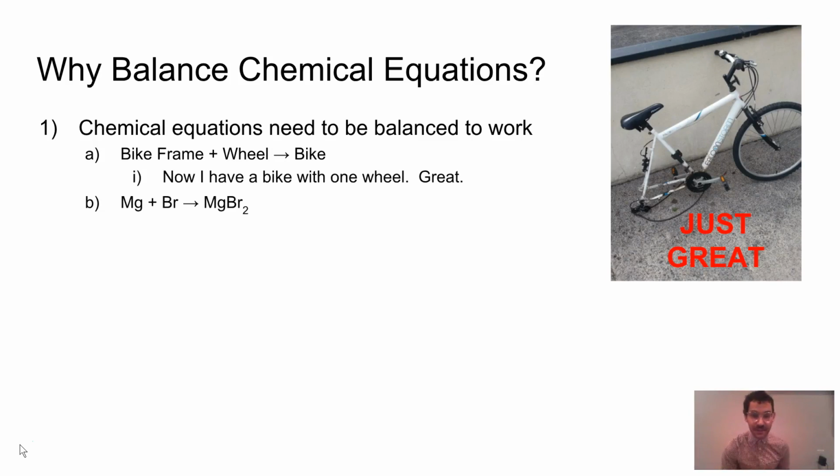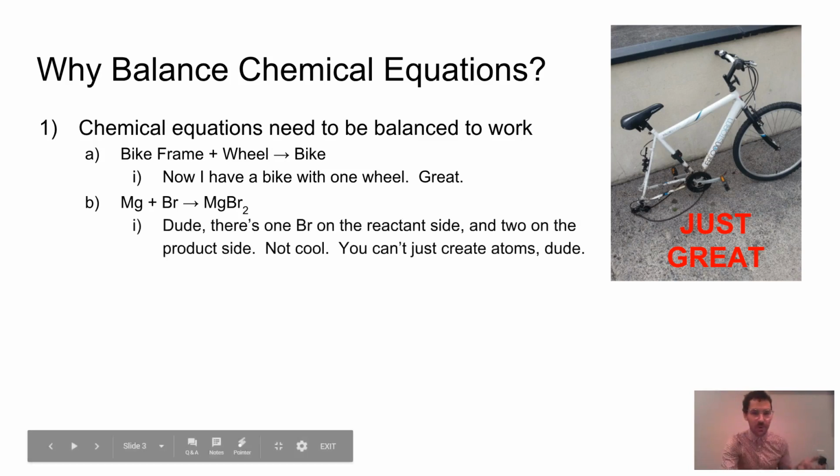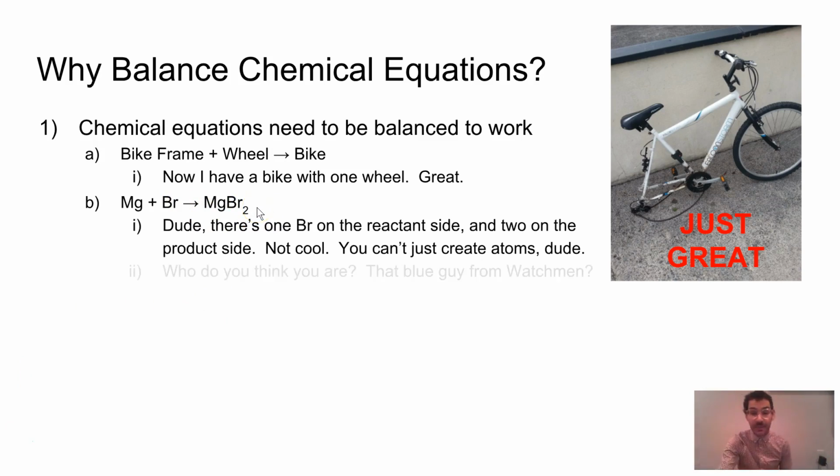Or if I said take magnesium and bromine, and put them together to make MgBr2, that doesn't work either, because there's only one bromine atom on the reactant side, and there's two bromines on the product side. And that's not cool, dude. You can't just create atoms out of thin air. Who do you think you are?